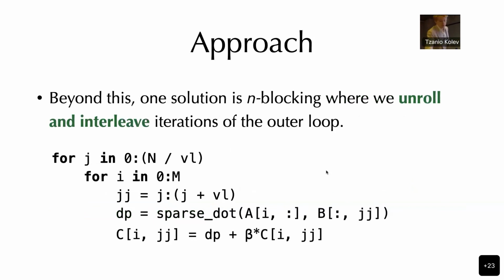The simple solution for this is called N blocking, where we unroll some number of iterations of the outer loop, and then we interleave them. So if we do a factor of 2 n blocking, then we have 2 dot products interleaved with one another. That's twice the explicit parallelism that we're feeding to the CPU. And that's just done by unrolling some number of iterations of the outer loop and then rearranging the instructions so they're all nicely interleaved.